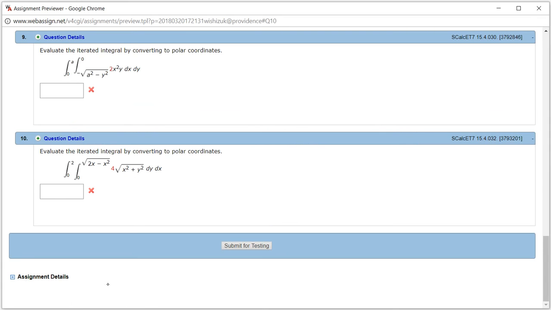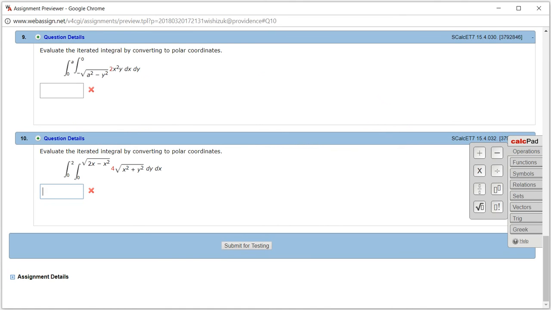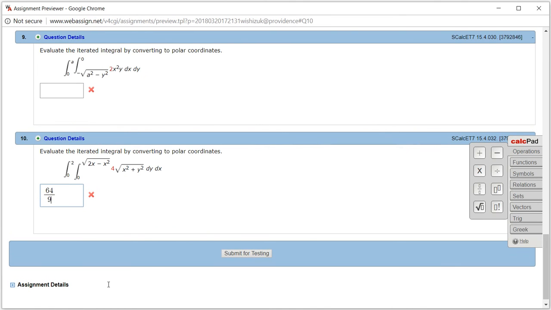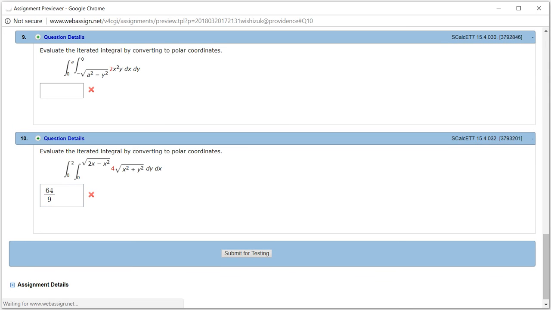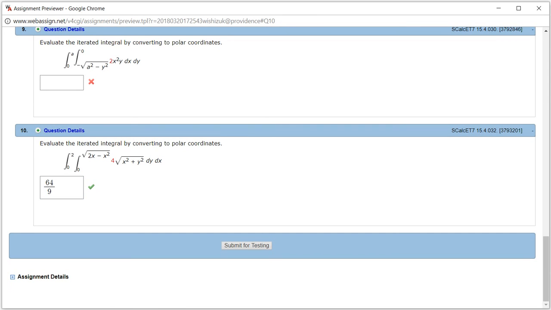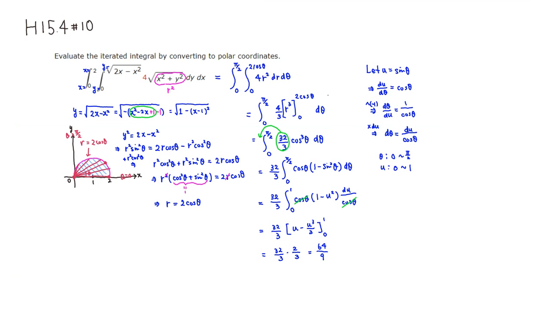So let's type it in. So we got 64 over 9. Submit for testing. All right, it came back and looks like we got this one correctly. All right, that's it. I hope that this was clear.